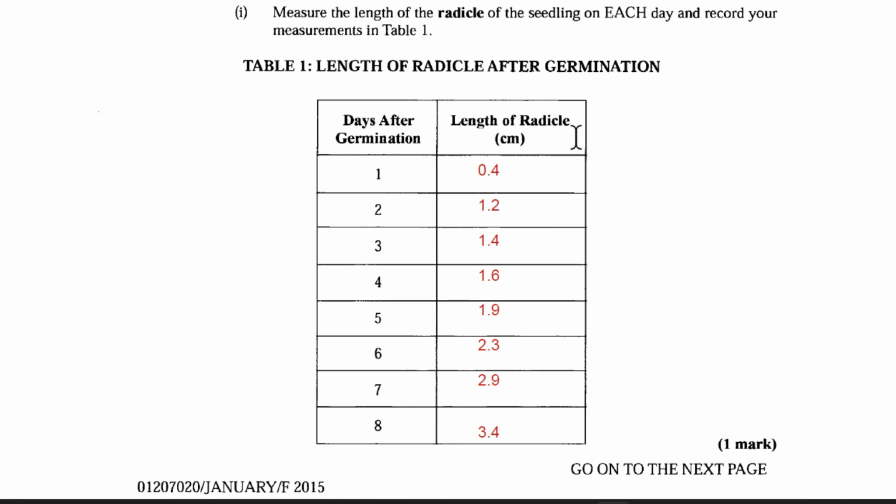So this is what the table is going to look like. The length of the radicle in centimeters. You just fill out this table and you get an extravagant 1 mark for using a ruler.